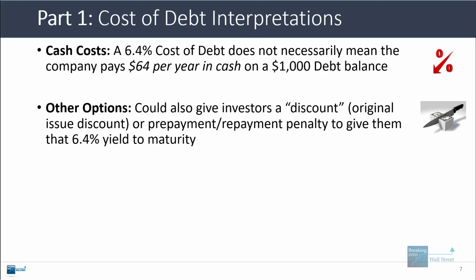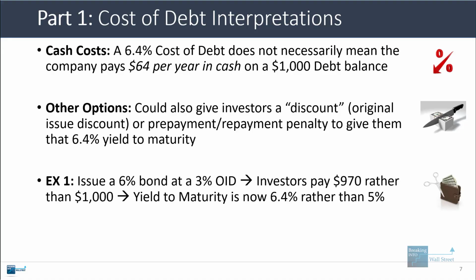For example, the company could offer a lower coupon rate, such as 5 or 6%, but then give investors a discount, or they could offer a discount and then also some type of prepayment or repayment penalty so that the investors get an effective 6.4% yield, even if they're not getting a 6.4% cash interest rate from the company. So I have an example right here of issuing a 6% bond at a 3% original issue discount so that investors pay about $30 less. They still get $64 in interest, but they're only paying $970 upfront rather than $1,000.